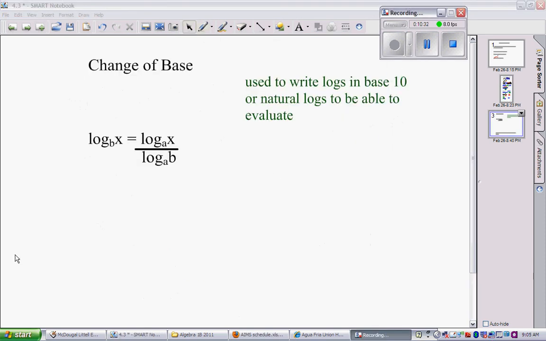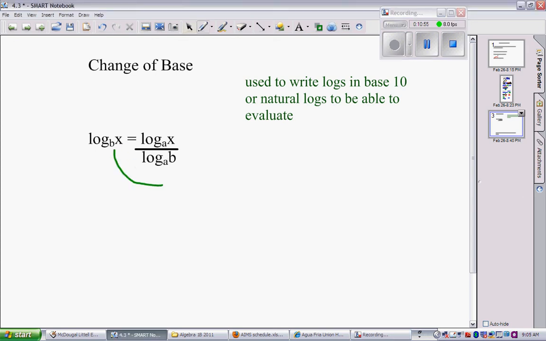Our last equation for the day is for change of base. And we use this to write logs in base 10 or with natural logs so that we are able to evaluate using calculators. So the formula is log base b of x, we put it over log base a of x over log base a of b, where the b comes from the original base. Now typically we want a to be 10, so that they're log base 10, and we can plug it into the calculator.